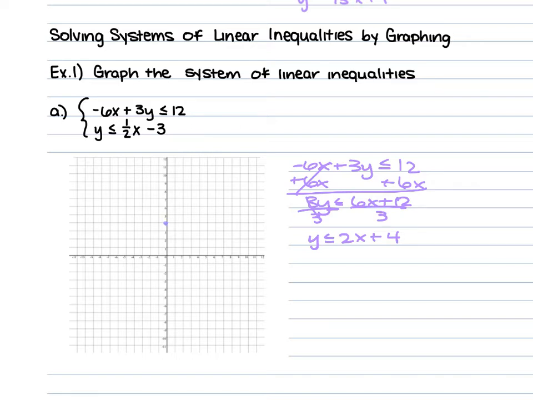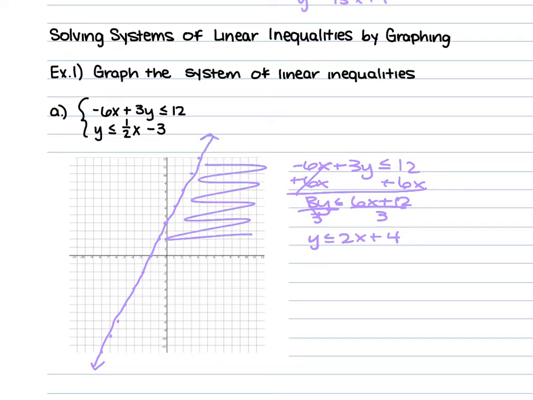So 4 is our y-intercept. We're going to go up 2 to the right 1. Or down 2 and to the left 1. And then this is going to be a solid line, because it is also equal to. And then we're going to shade below the line because it's less than or equal to.